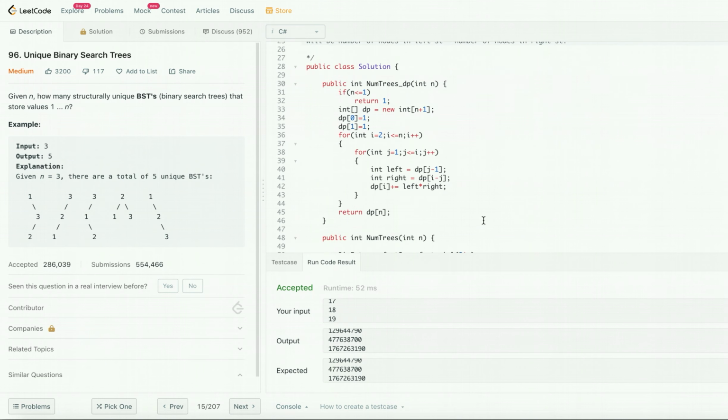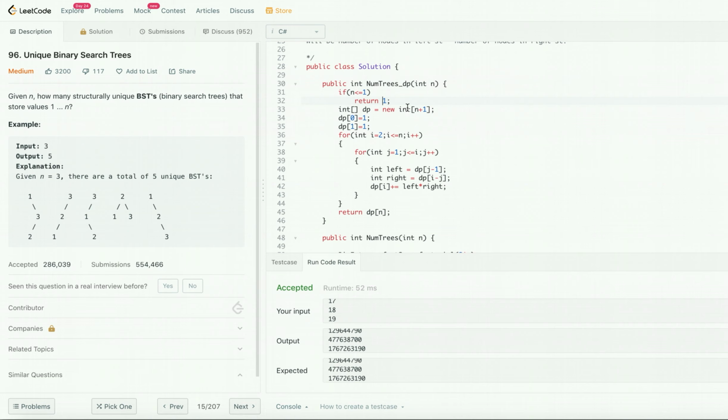I'm calling this numTrees as DP, basically dynamic programming. If the number of nodes is less than or equal to 1, then we are saying there is only one tree possible. If it is 0 nodes, that empty tree is a structurally unique binary search tree, so it is one tree. If n is equal to 1, then also one tree is possible.